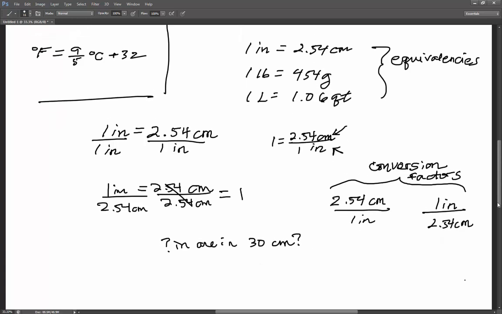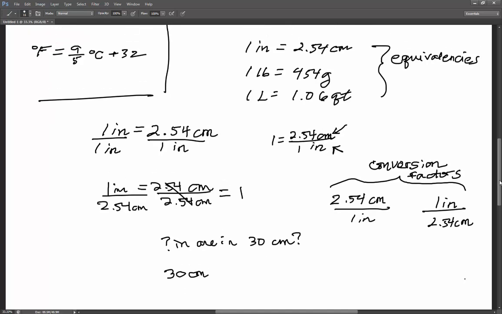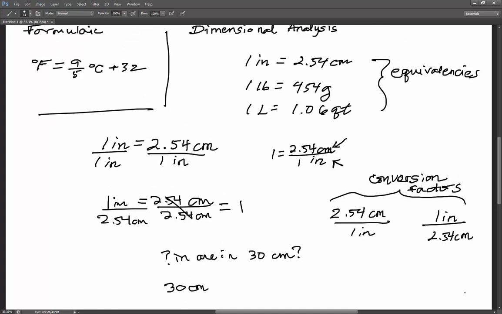Now, you guys know how to do this using a formula. You might even be able to do this in your head without setting it up, but we're going to use dimensional analysis just so that we can practice using the method. So we can start with what we're given, 30 centimeters, and then we're looking for an equivalency that contains centimeters so that I can cancel them out. And it'll help if I have some sort of equivalency that contains inches, because that's the unit that I want.